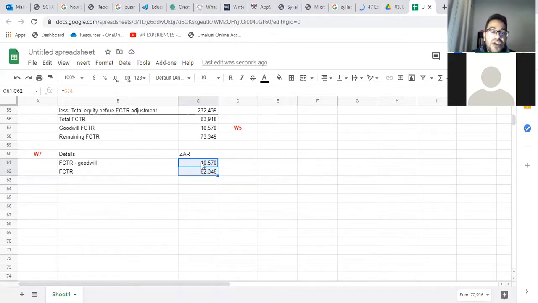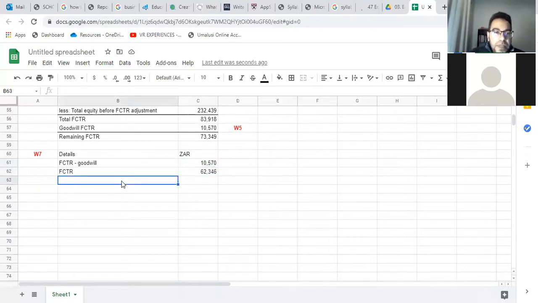Because remember, part of the FCTR belongs to NCI, and part of the FCTR belongs to the parent. So when we work with the equity section of the balance sheet, when we work with the statement of changes in equity, it's very important to distinguish what belongs to the parent, what belongs to NCI. Okay, that's the one important concept. The next important concept is this. We need to bring into the FCTR, or I don't want to say FCTR, Forex on loan.